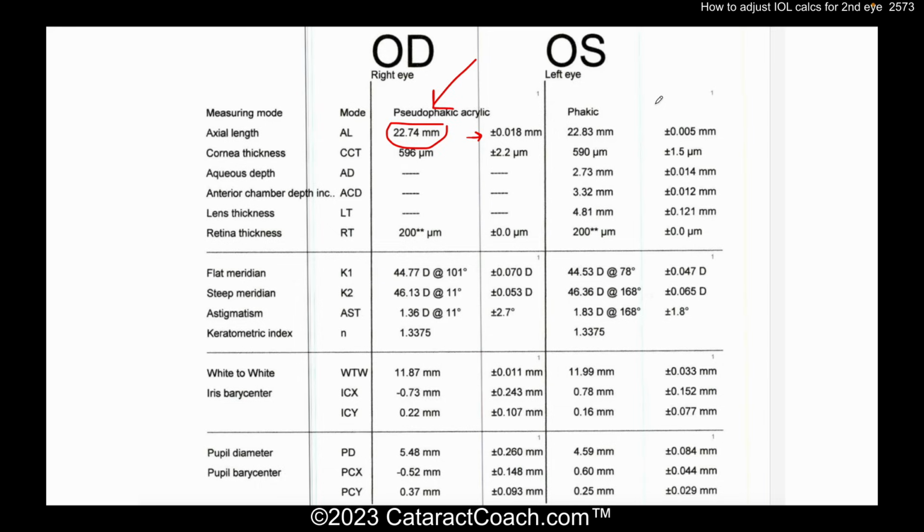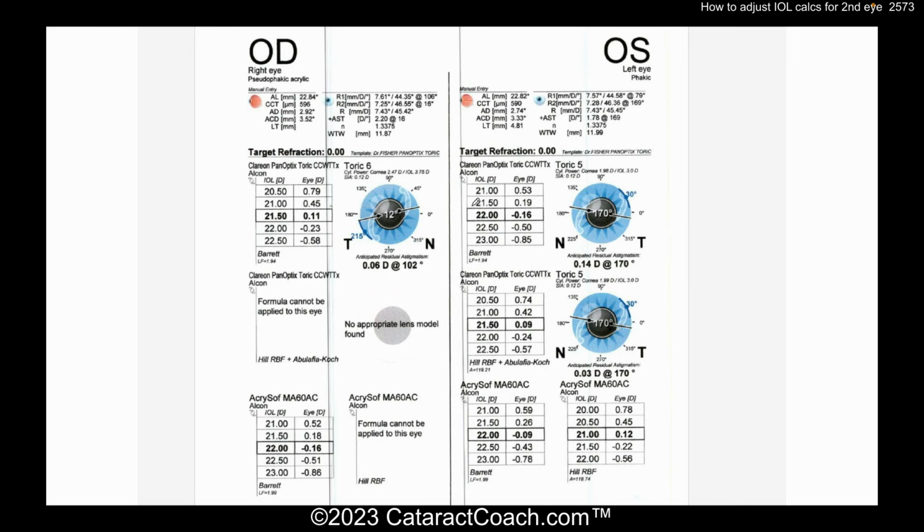Now you measure the other eye, and again, the other eye is phakic. Pretty consistent axial length, very similar to the first surgeon. You can measure here the lens thickness. There's the cataract, 4.8 millimeters thick, and the anterior chamber depth. And again, here's the astigmatism. Looks like about 1.8 diopters of astigmatism on the corneal plane. So now you look at your calculations, and now here's what it says for the left eye.